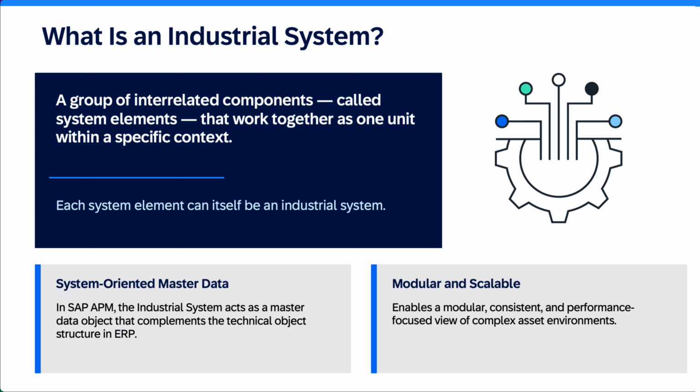An industrial system is a group of interrelated components, called system elements, that work together as one unit within a specific context. Each system element can also be an industrial system on its own. In SAP APM, the industrial system acts as a system-oriented master data object that complements the technical object structure maintained in ERP. This enables a modular, consistent, and performance-focused view of complex asset environments.